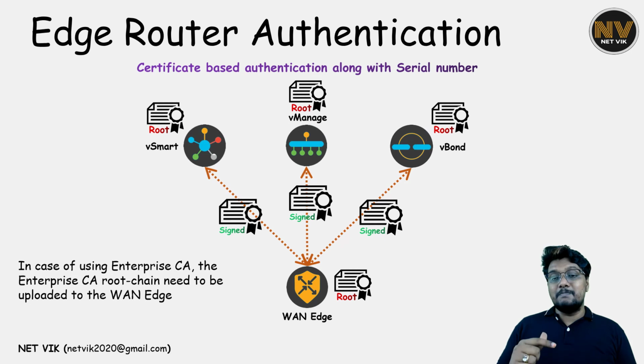The signed certificate is built into a tamper-proof hardware chip when the box is shipped from Cisco itself. If this is a virtual router, then there will be a slight difference, where the virtual router should reach out to the vManage in the first place to get a signed certificate. Also, if you are using your own enterprise-based certificate authority server, then you should manually upload the enterprise CA root certificate to the WAN edge router.